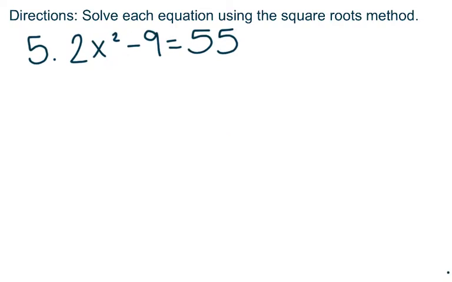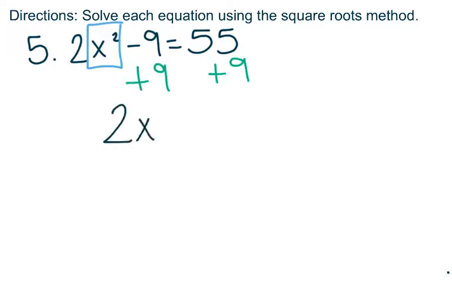Okay, so let's look at this one. Same thing, isolate x squared. Anything that's being added or subtracted, get rid of first. So I'm going to get rid of minus 9 by adding 9 to both sides. So I got 2x squared equals 64.